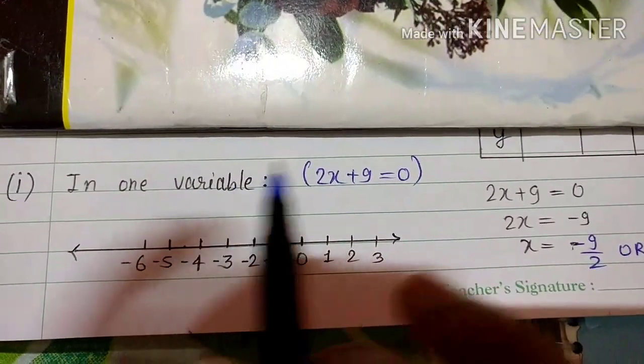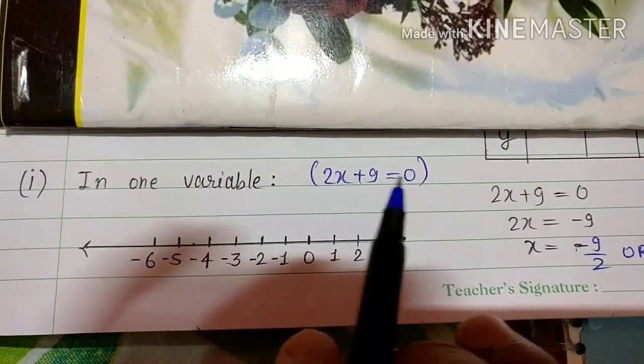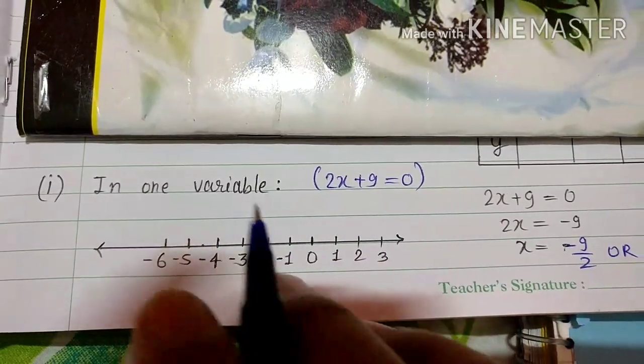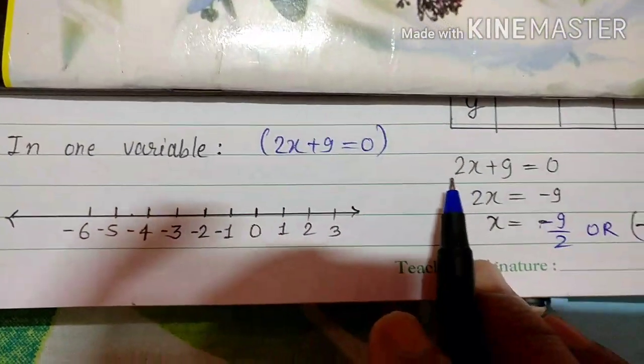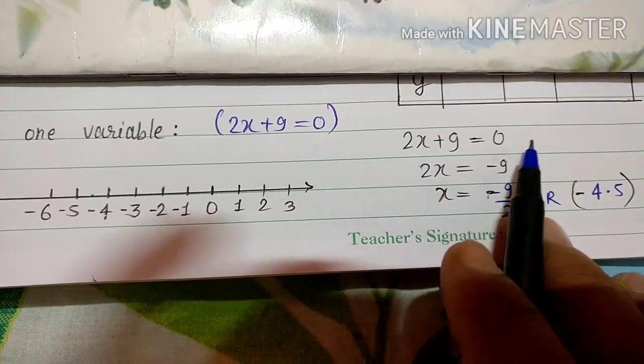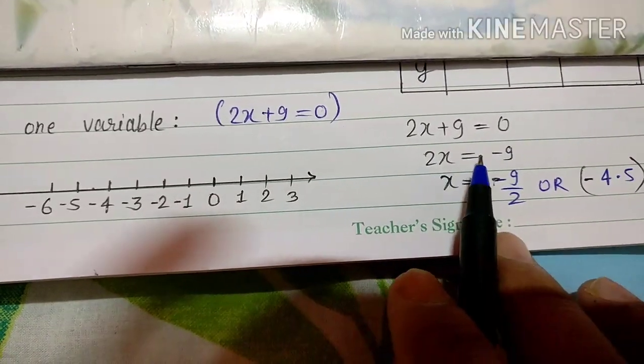So in question number 2, they have given the equation 2x plus 9 equal to 0. First we have to show it in one variable. So how can we show it in one variable? First we will solve it. 2x plus 9 equal to 0. So 9 will go to that side, it becomes minus 9. Now 2x equals minus 9.